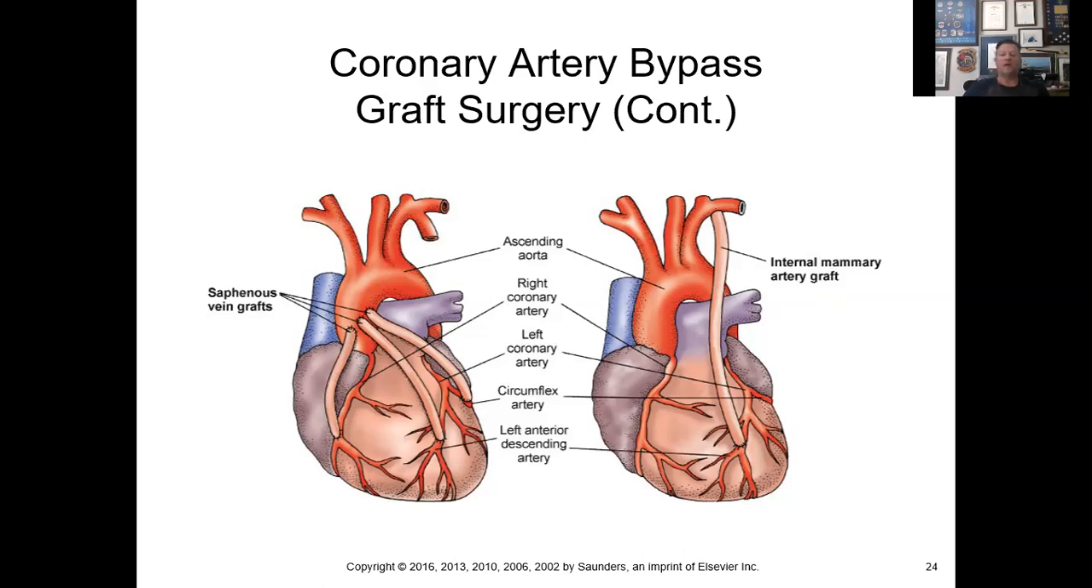Now, they can also do a radial artery graft where they take the radial artery out of the hand. And if you know, we've got two arteries in the forearm: the radial artery and the ulnar artery.